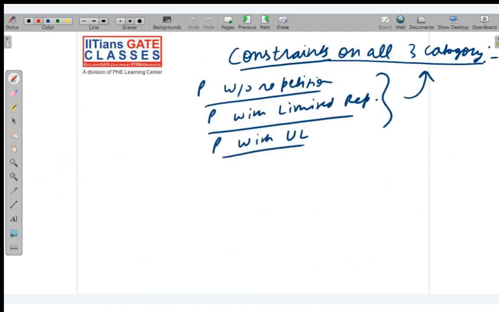So next, now I will mingle up the questions. I will apply constraints on all the three categories. What are the three categories we are doing? Permutation without repetition, permutation with limited repetition, permutation with unlimited repetition. So all the three categories I will mingle up and ask questions regarding some constraints. Constraints means some restriction we will apply. So let me jump to the next slide now.